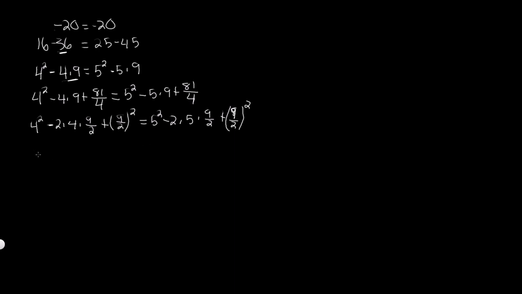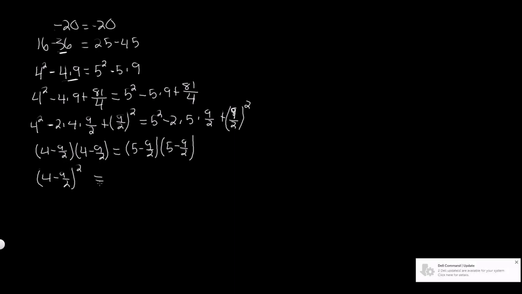We can factor the left hand side as 4 minus 9 over 2 times 4 minus 9 over 2, and then we can rewrite the right hand side as 5 minus 9 over 2 times 5 minus 9 over 2. Okay, so this is just 4 minus 9 over 2 squared, because we have 4 minus 9 over 2 times 4 minus 9 over 2. And it's the same scenario on the right hand side. It's 5 minus 9 over 2 squared.